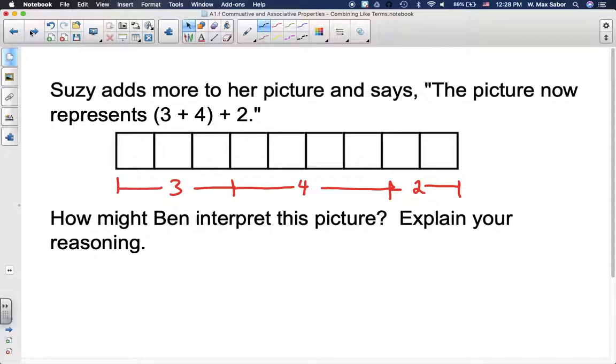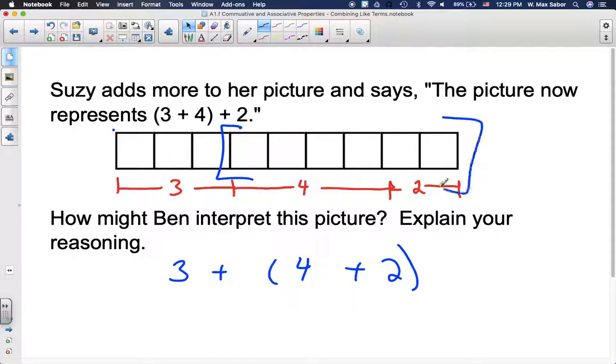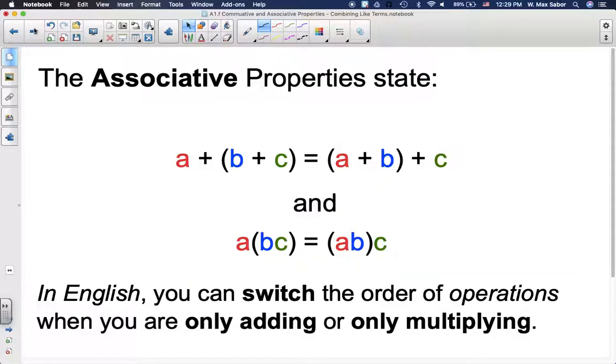If she adds more to her picture and says, okay, let's look at this as (3 plus 4) plus 2, he can look at this and say, okay, let's say that this is 3 plus (4 plus 2). That's perfectly fine, just the same. He can group these together before adding the other 3. So the associative properties state that instead of the parentheses being around the second part, you can put them around the first part if it's all addition or all multiplication.